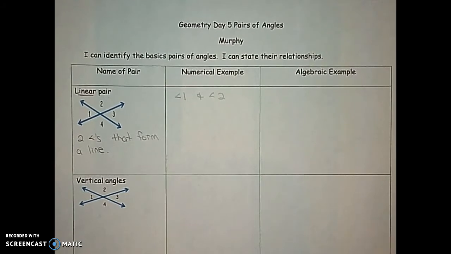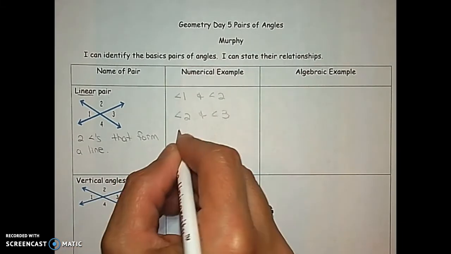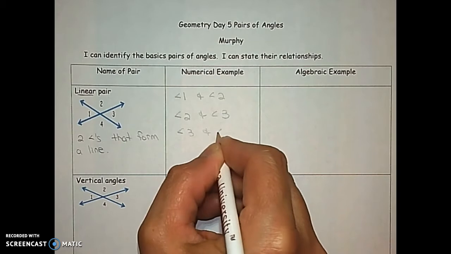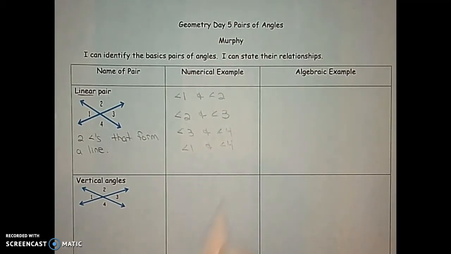I'm going to give you about 10 seconds. I want you to go down and write down the other. There should be 3 more pairs of linear pair angles. Okay, that would be angle 2 and angle 3, angle 3 and angle 4, and finally angle 1 and angle 4. All right, now let's go take a look at a numerical example.